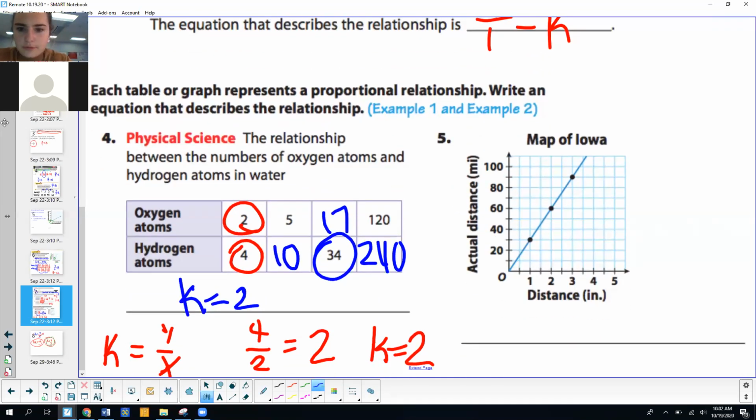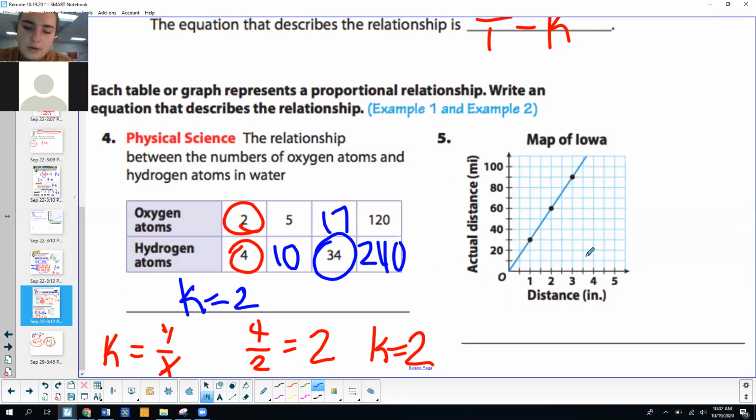Oh, I didn't realize this was 2 different ones. All right, this last one, sorry, this is actually our last problem of the day. So we've got the map of Iowa. Distance in inches and actual distance in miles. In a map, they write things to scale. So for every 1 inch on the map, it represents a certain amount of miles in real life.